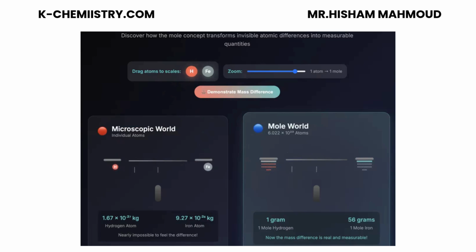But in the mole world, 1 mole of hydrogen will give you 1 gram, but 1 mole of iron is 56 grams. That's a big difference. We can see the difference here. The normal balance in our life can automatically know that this is bigger, because this is 56 grams and 1 gram. But here the atoms are too tiny to be measured by our miniature or tiny balance.